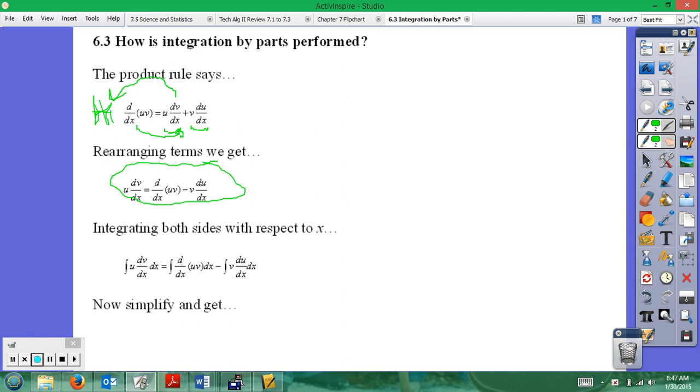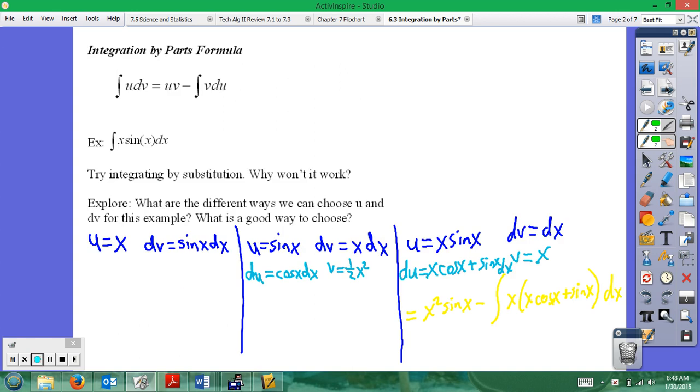Now, we're going to integrate with respect to x. Remember the u and the v represent things that have x in them. If we integrate one side, we have to integrate the other side. One of those rules is if we're integrating a difference, we can just integrate the terms separately. And if you think about what would cancel out, we will get the integration by parts formula, and that is on the next slide here. There it is, the integration by parts formula.